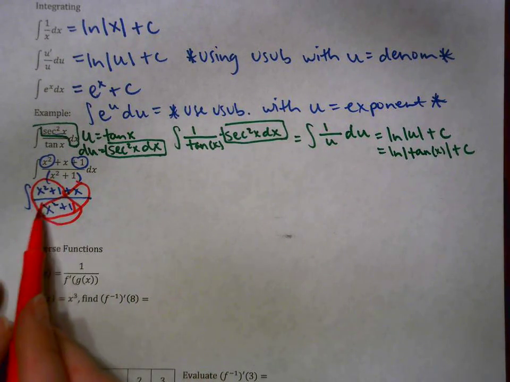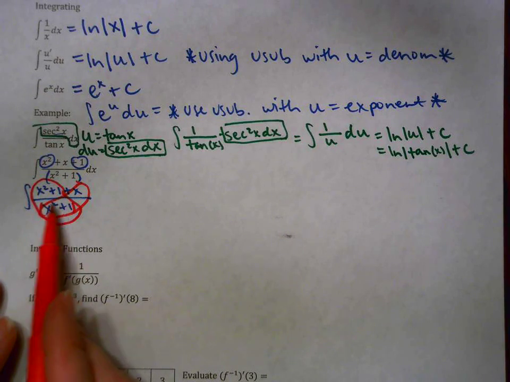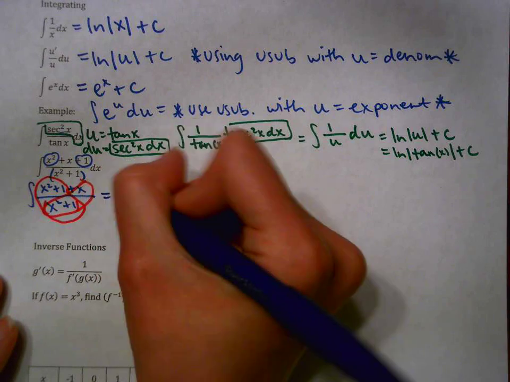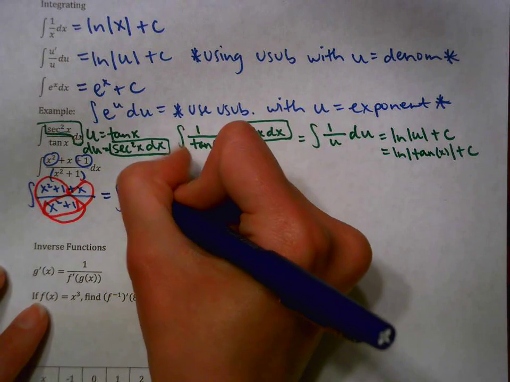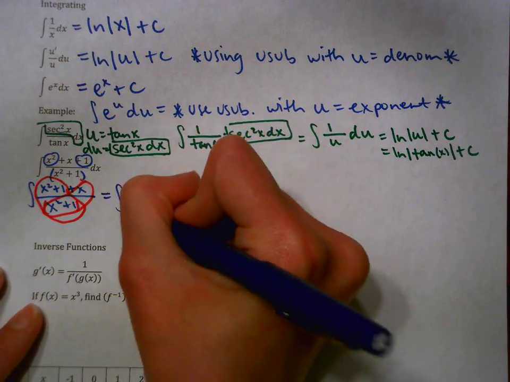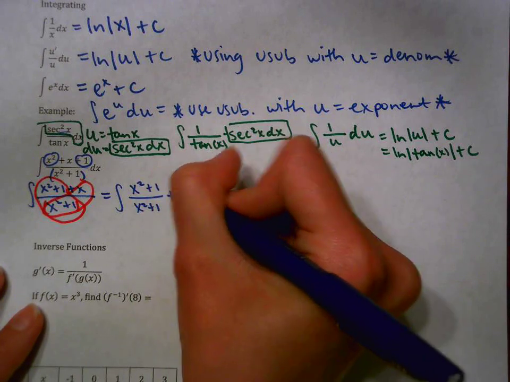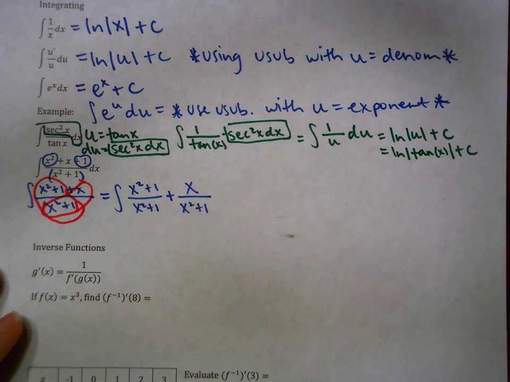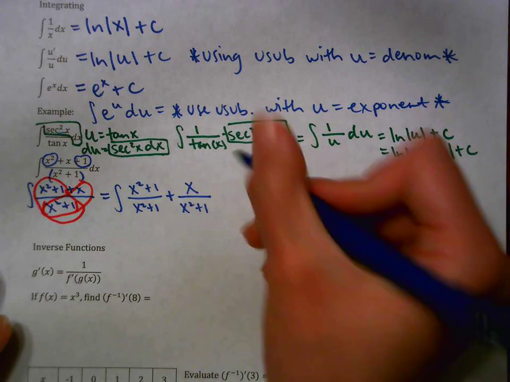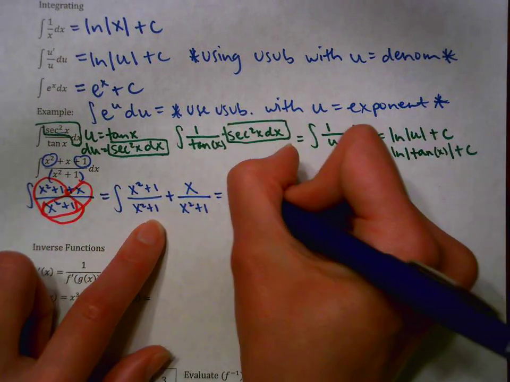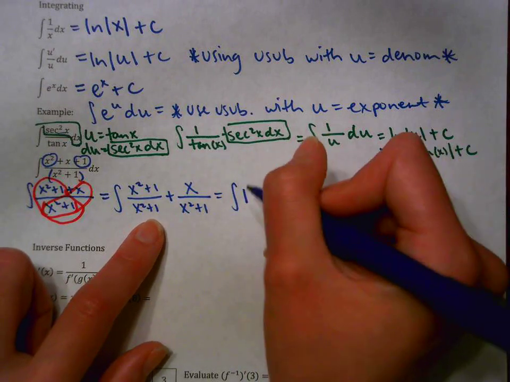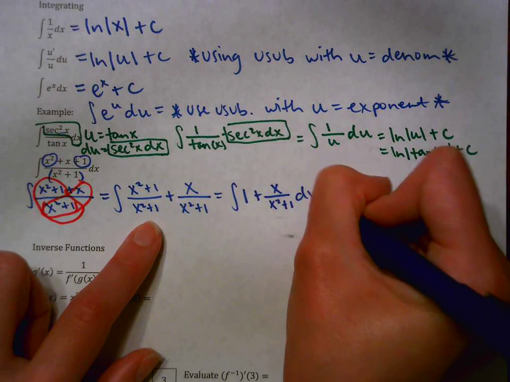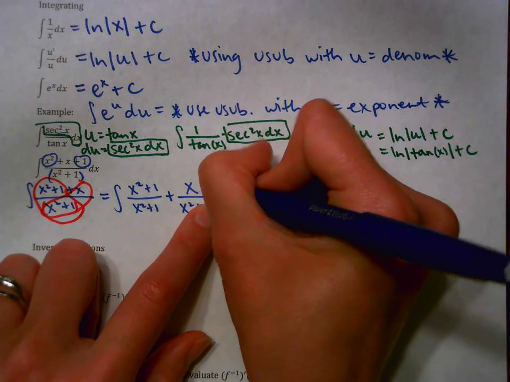Okay, that is legal as long as we keep this denominator, the whole denominator, together. We don't separate it. So what would that look like? It would be the integral of (x squared plus 1) over (x squared plus 1), then plus x over (x squared plus 1). So why did we do that? Because we know that anything over itself would just be 1, plus x over x squared plus 1. Oh, and I forgot my dx right here, didn't I?